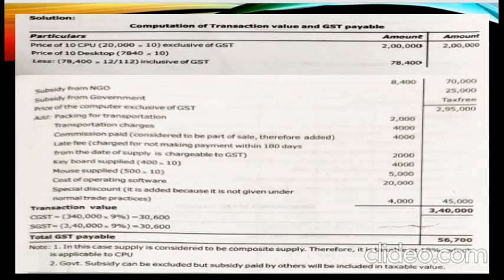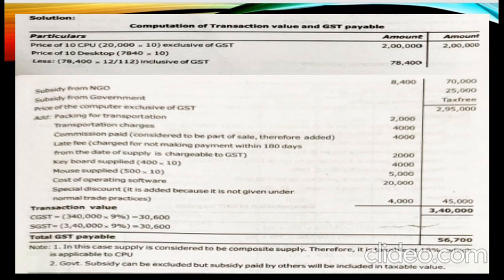So we will charge 18% of it. As it is intrastate, CGST and SGST will be charged. So 18 divided by 2 gives us 9%: 9% for central and 9% for state. So 3,40,000 into 9% gives us 30,600 for CGST, and for SGST 3,40,000 into 9% gives us 30,600. So what is your total GST payable, which is 61,200.